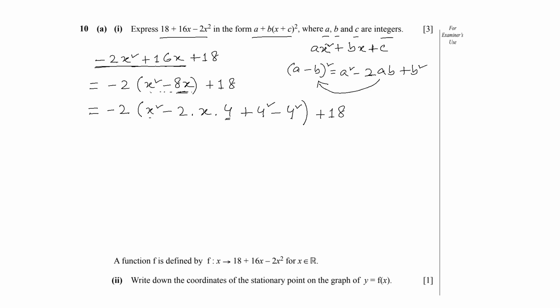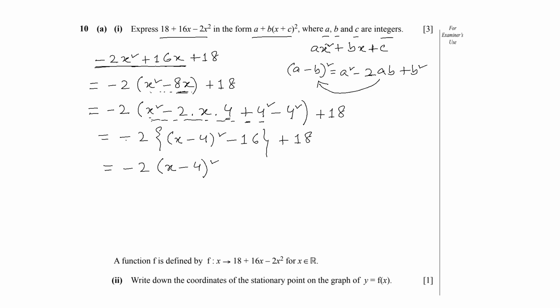Okay, continuing on, in the next line I can write minus 2 times, now we have this a squared minus 2ab plus b squared form, that gives us back a minus b whole squared, which is x minus 4 whole squared. So let me write here x minus 4 whole squared minus 4 squared is 16, so let me write 16 plus 18. Now let's multiply the terms with minus 2. We get minus 2 times x minus 4 whole squared, then minus 2 times minus 16 is plus 32, so let's write plus 32 plus 18.